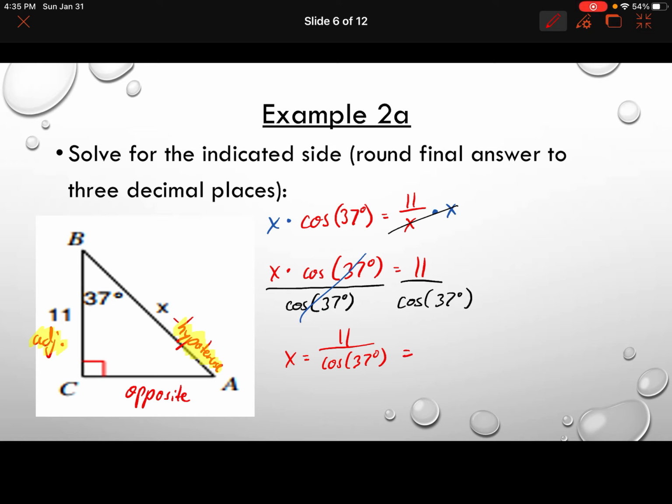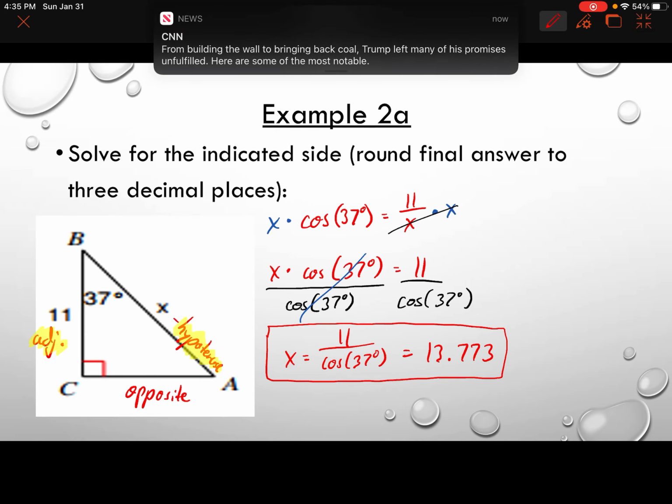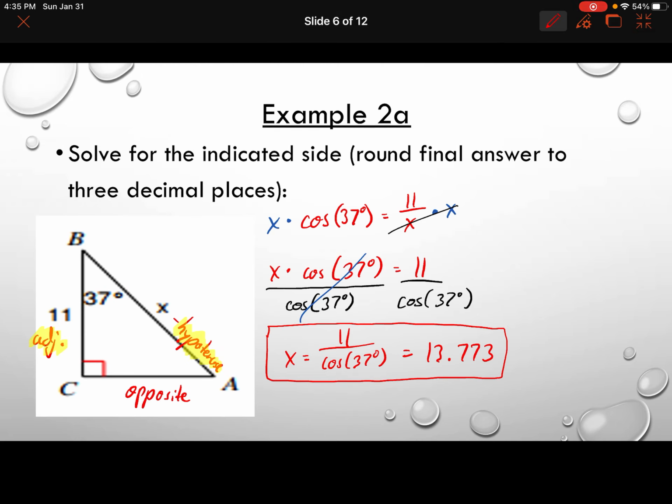So if we just plug it into our calculators at this point, there isn't much else we can do by hand. If we plug in 11 divided by the cosine of 37, we should get, rounded to 3 decimal places, 13.773. And that is what x equals. So that is what the missing side of that triangle is equal to, 13.773.